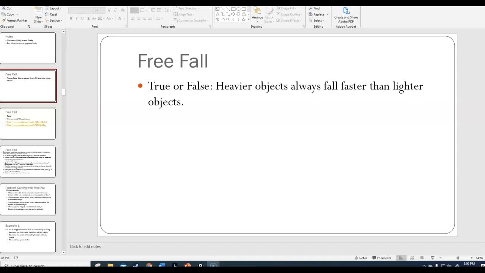Okay, so the answer to the question, heavier objects always fall faster than lighter objects, is that always true? The answer is no. That's actually false. In fact, as we'll see in just a second, there are situations in which heavier objects fall at the same rate as lighter objects. Okay, and normally I would do a demonstration for you so that you could see that.